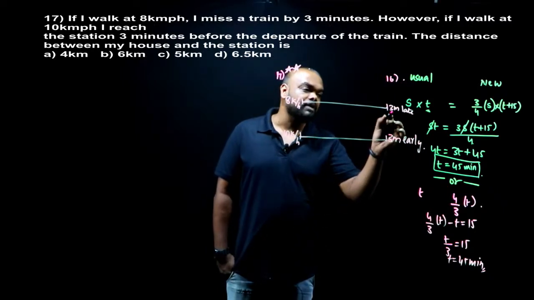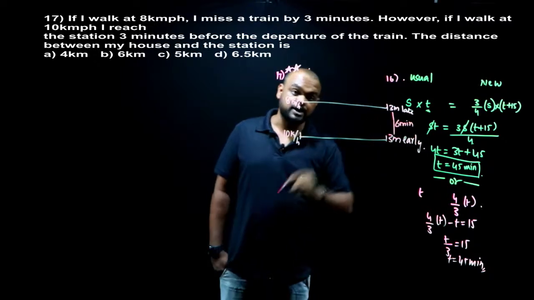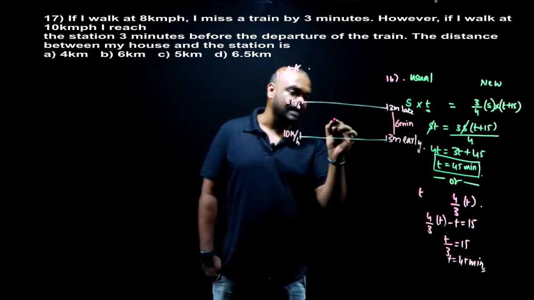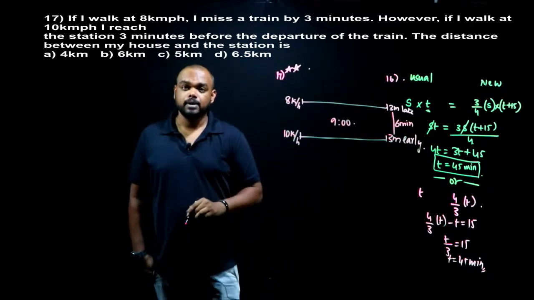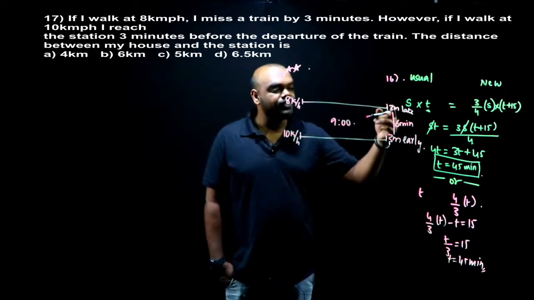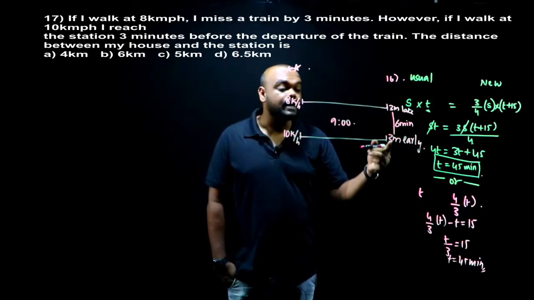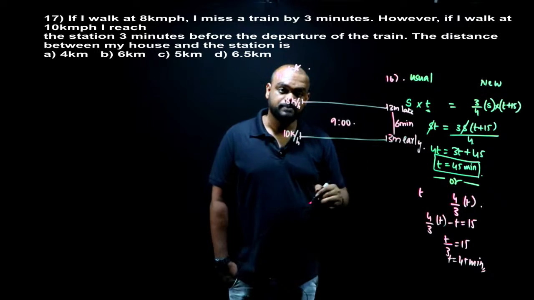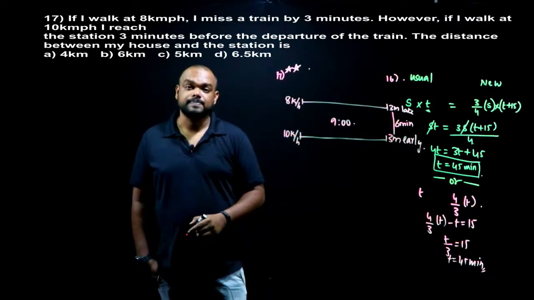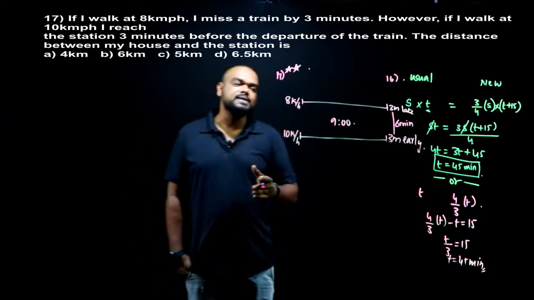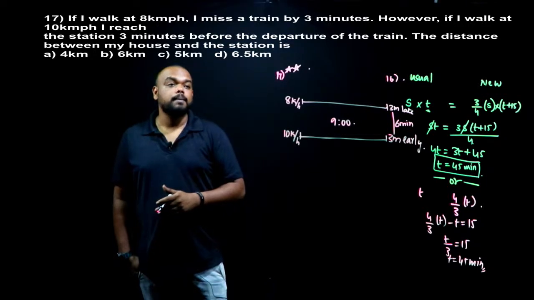So what is the time difference between the first day and second day? It is 6 minutes. It is not 3. Why? Let us assume my time is at 9 o'clock. When I'm 3 minutes late, I'll arrive at 9:03. 3 minutes early means I'll arrive at 8:57. So 8:57 to 9:03. What is the time difference? 6 minutes. Okay. Now what do I want here? What is the distance between my house and the station?